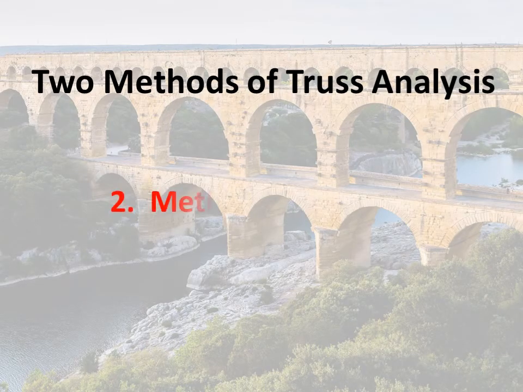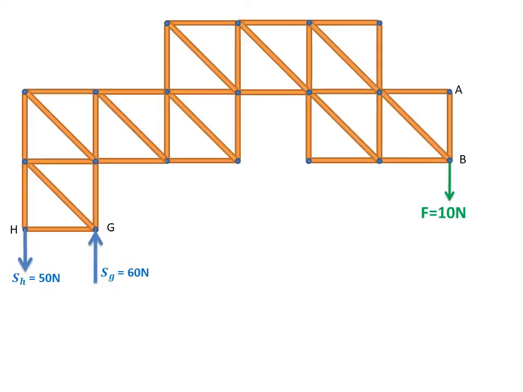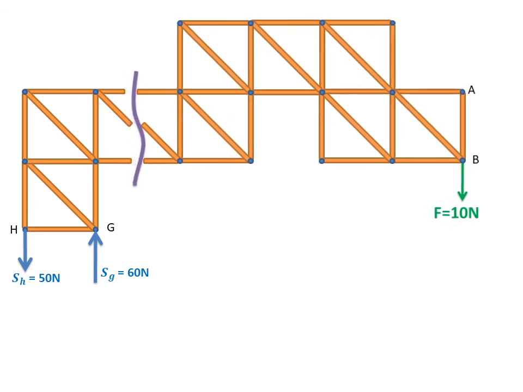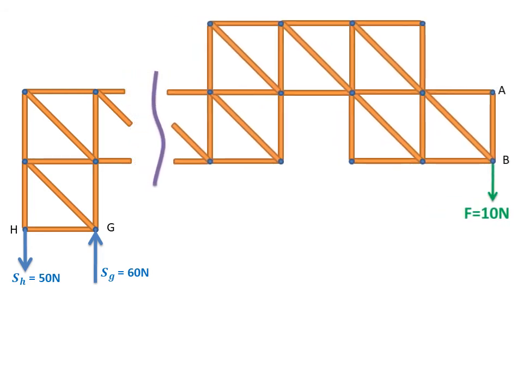Here, we will introduce a much faster method for finding force on members. Method of section. Actually, when a structure is in equilibrium, any part of the structure is also in equilibrium. For example, when we cut the structure into two parts, the left part and the right part are both in equilibrium.